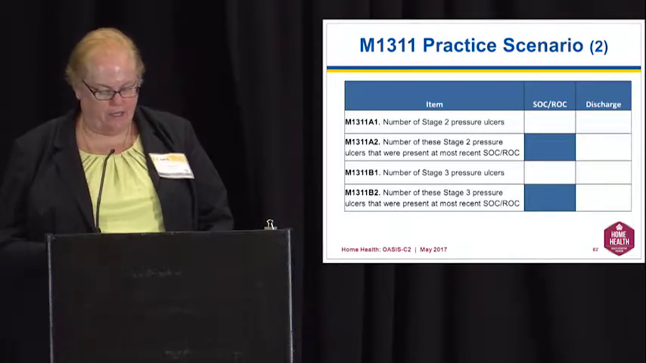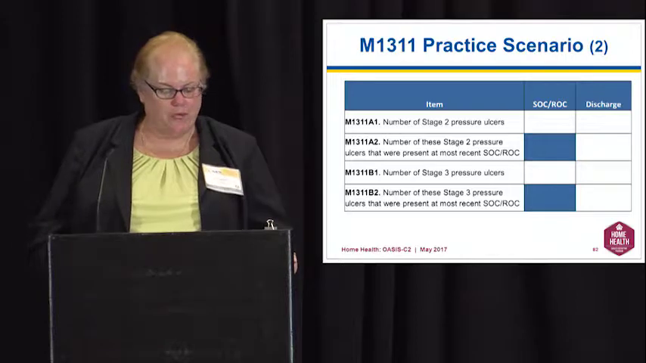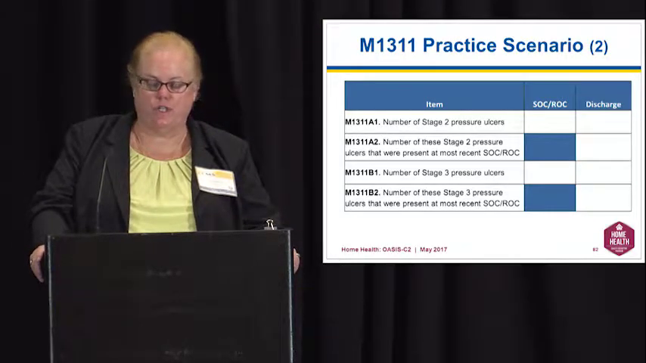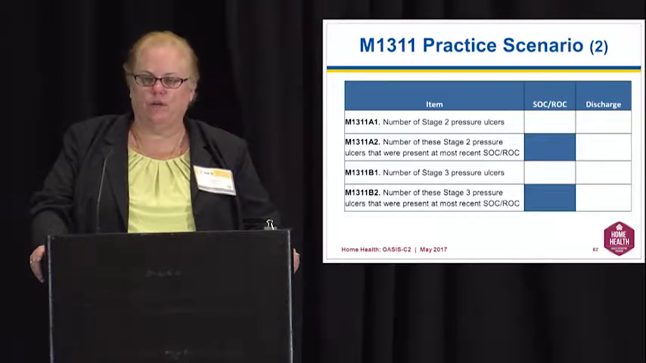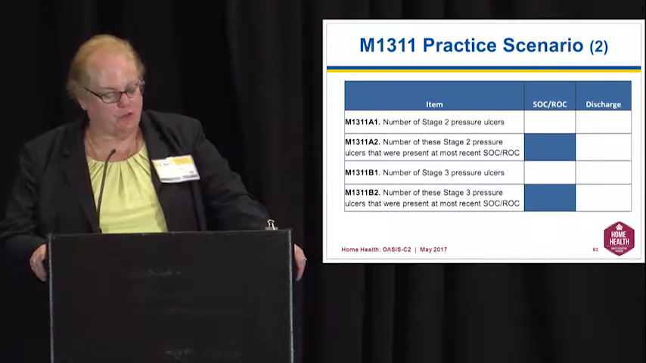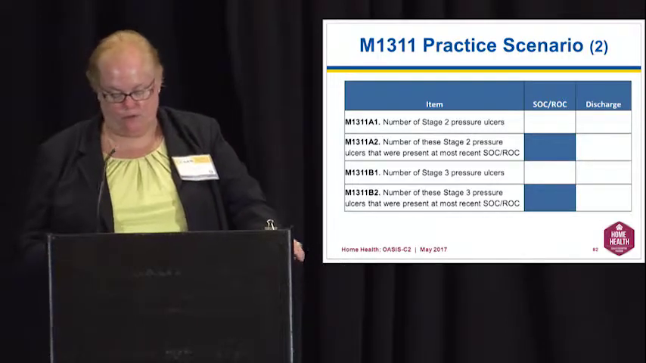Okay, all right. So in this scenario, let's just remind you that the patient was admitted with 4 stage 2 pressure ulcers and 1 stage 3. And then during their stay, with your home care agency being involved, 3 of the stage 2 pressure ulcers healed. However, Mrs. J develops an additional stage 3 pressure ulcer.